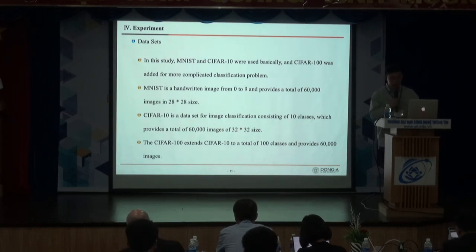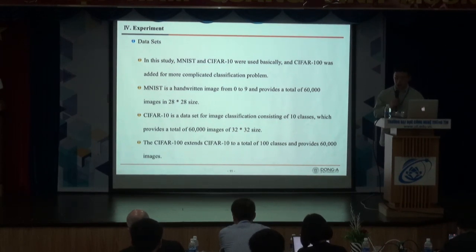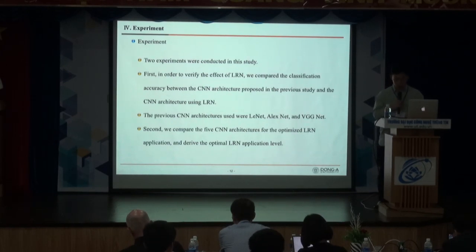Next, experiment. The first is a description of the data set. In this study, MNIST and CIFAR-10 were used basically, and CIFAR-100 was added for a more complicated classification problem. MNIST is handwritten images of digits from 0 to 9 and provides a total of 60,000 images in 28 by 28 size. CIFAR-10 and CIFAR-100 are the same kind of data. These are basic data sets, but they consist of small images that fit this model and can be used to test the performance of the classification model.